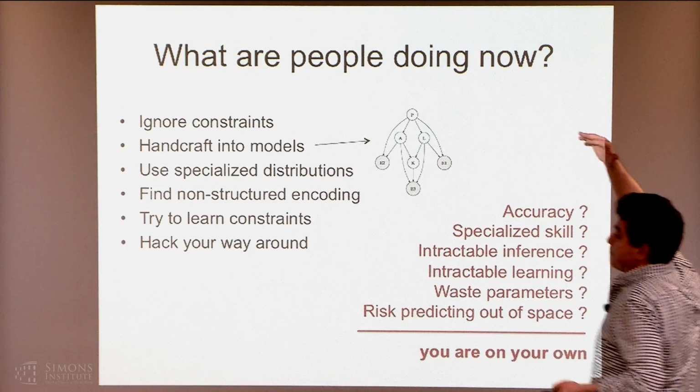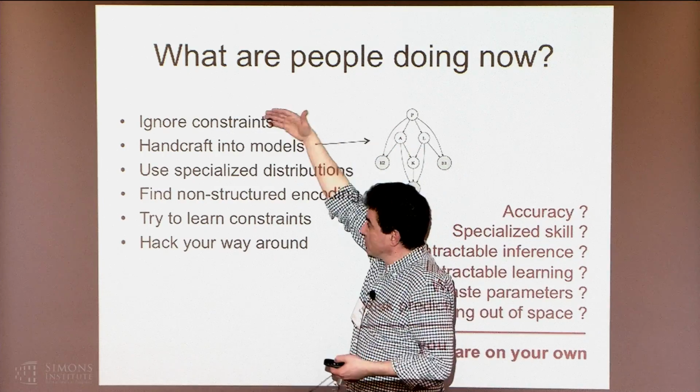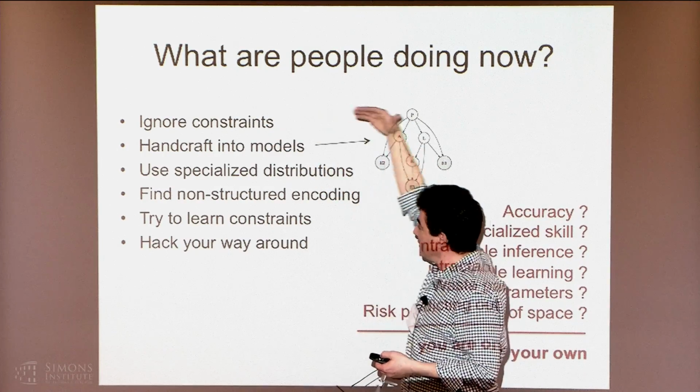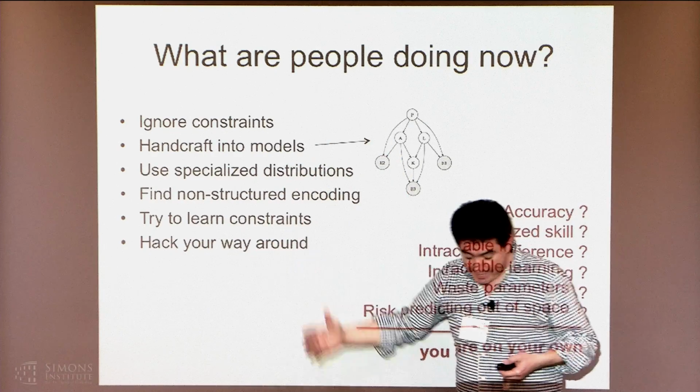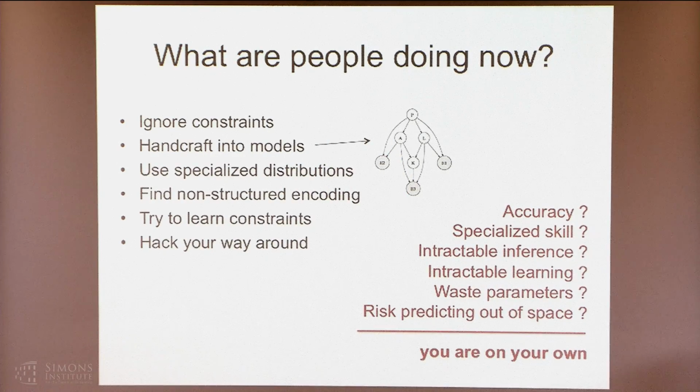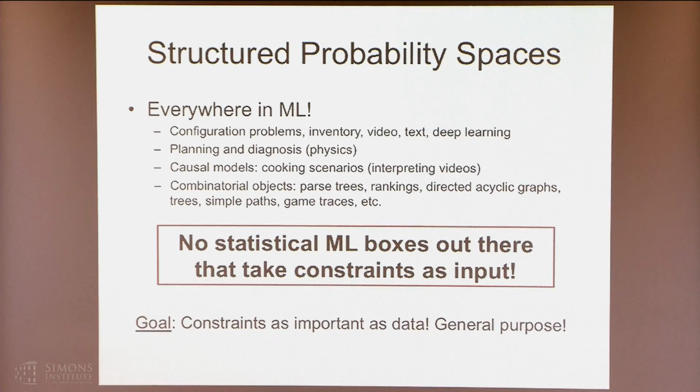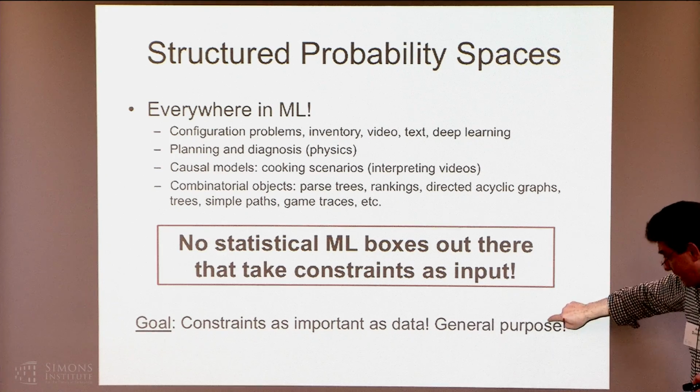So people deal with this by ignoring constraints, handcrafting, using specialized distribution, all the way to basically hacking their way around it. And you can see all kind of problems with that. So again, we'll see how to deal with this systematically. Goal again is general purpose.